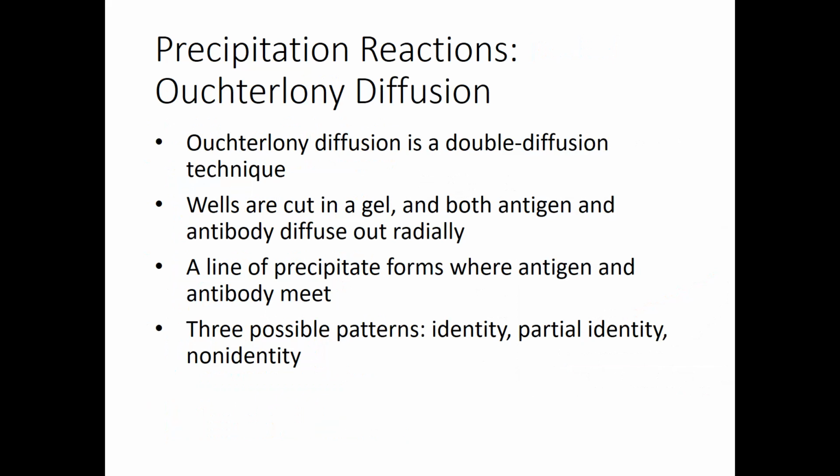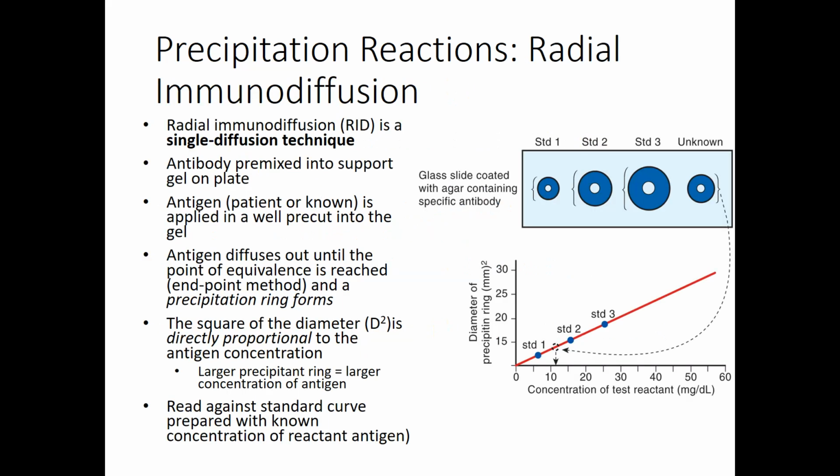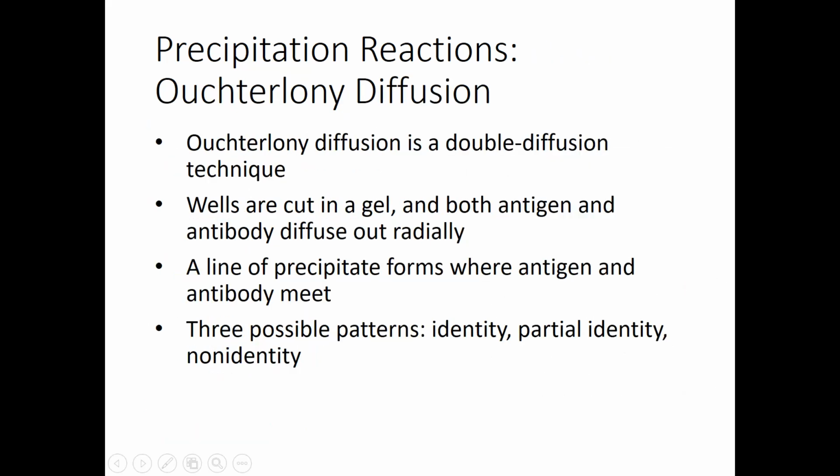That's the first technique. So that's radial immunodiffusion. Radial because it goes out in a radius around the point of inoculation, right? The next one is the one that always kills people. It's called Ouchterlony diffusion.